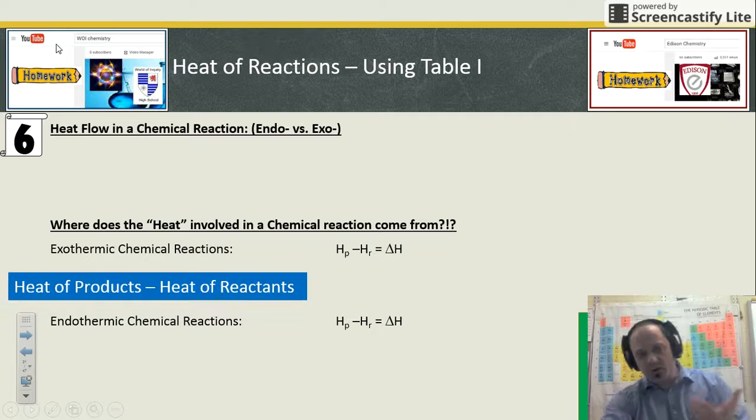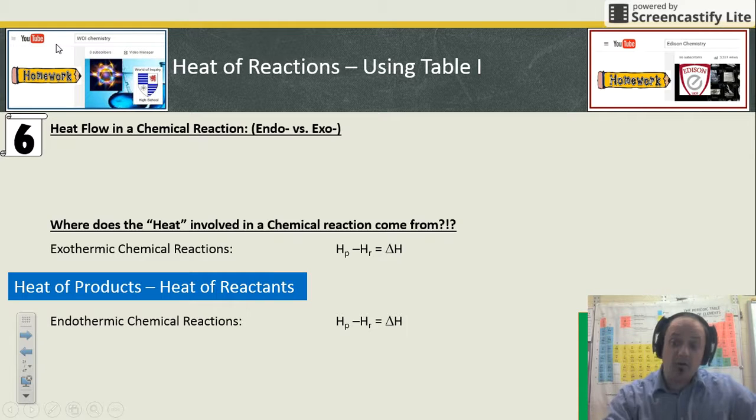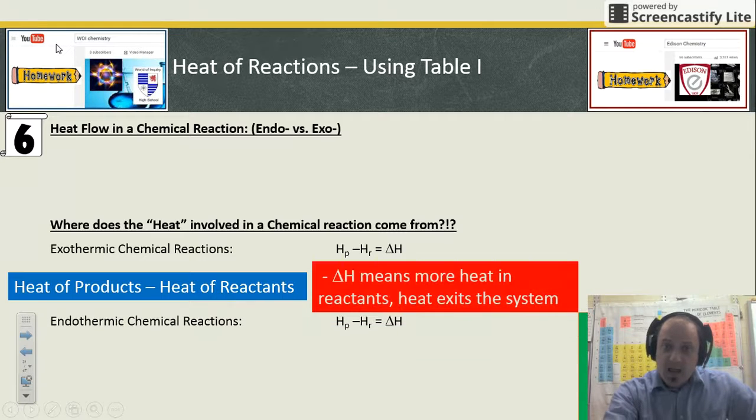So in exothermic chemical reactions, the way we figure out delta H is we always subtract the heat of the reactants from the heat of the products. Delta H negative means more heat in the reactants, and the heat exits the system. So if you look at the amount of heat the reactants have versus the heat the products have, if the products have less heat than the reactants did, some heat must have left. That's what makes it exothermic.